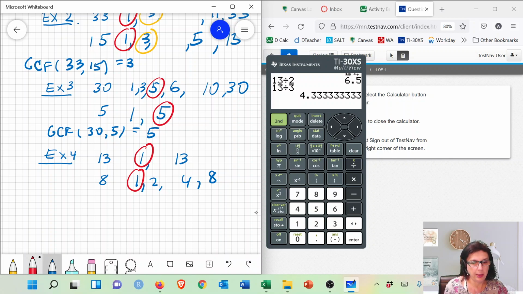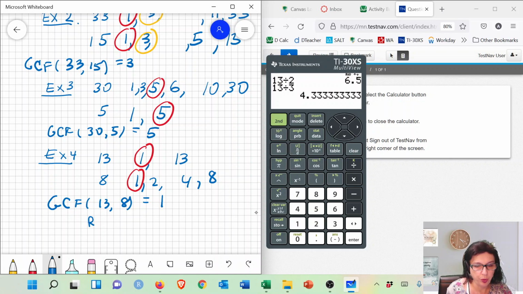Okay, and if 1 is the only factor, then the GCF of these two numbers is going to be 1, and the numbers are called relatively prime. Okay, because they don't share anything other than 1, and 1 is not interesting because any two integer numbers will always share 1. So that's not interesting. So that's, in a nutshell, how you would find the GCF.